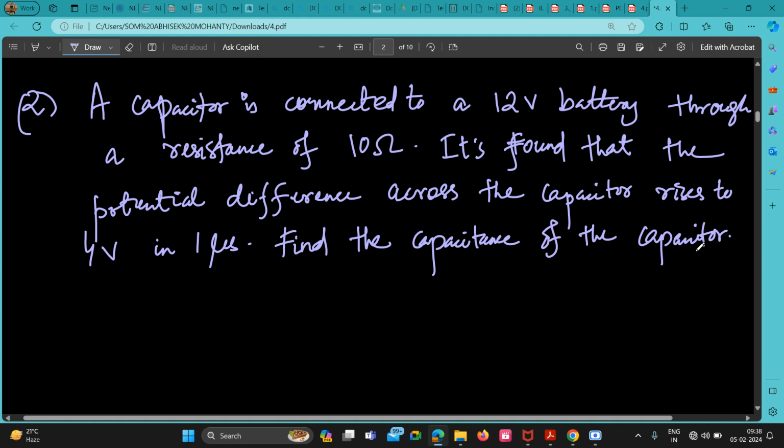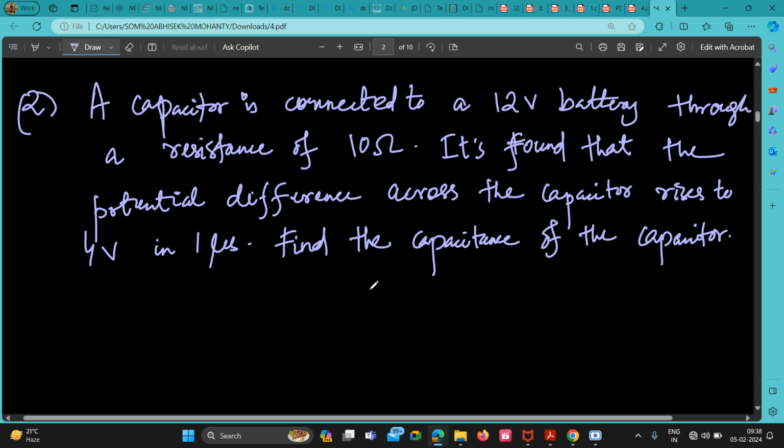The capacitor is connected to a 12-volt battery through a resistance of 10 ohm. It's found that the potential difference across the capacitor rises to 4 volt in 1 microsecond. Find the capacitance of the capacitor.